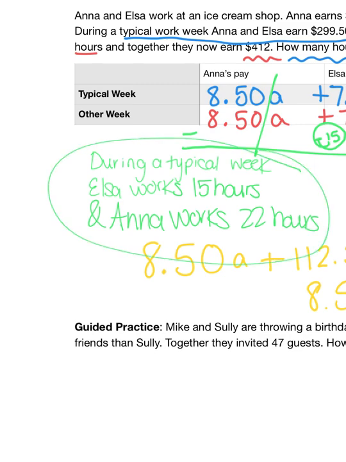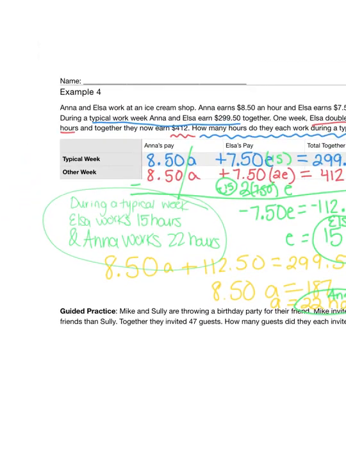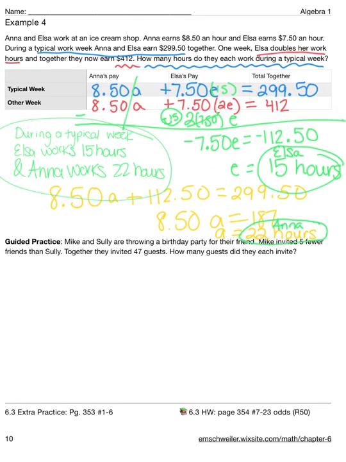Okay, so that would probably be the best way to write your final answer because it's very clear about what you're asking for. And if you look back to see if you answered the question they were asking, it says how many hours do they each work during a typical week. You're very confident in how you gave your answer because it literally says during a typical week.